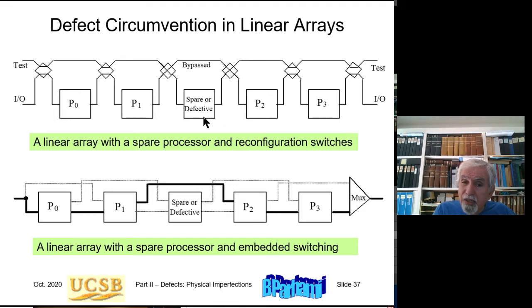Of course, if I have more spares, I can bypass two units. Those two units cannot be consecutive because, maybe I take that back. They can be consecutive. So for example, if I want to bypass this P2, I will go, this will be crossed, this will be bent, this will be crossed, and then I'll go there.